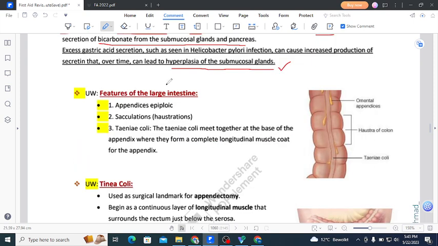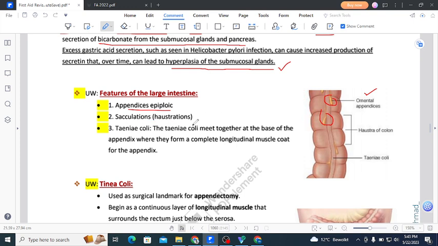Then the UWorld point is the features of the large intestine. The large intestine contains appendices epiploicae. I guess these are the omental appendices. These appendages are called omental appendices, or appendices epiploicae. Then haustrations, as you can see, there are indentations like this and this and this. Sorry, these are haustrations, and then we have the teniae coli.